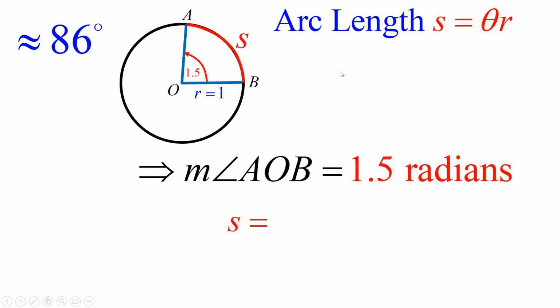Okay, so S equals, one more time, theta times r, 1.5, and that's units. And don't confuse that now. The angle is measured in radians, all right? The arc length is a distance measured in units.